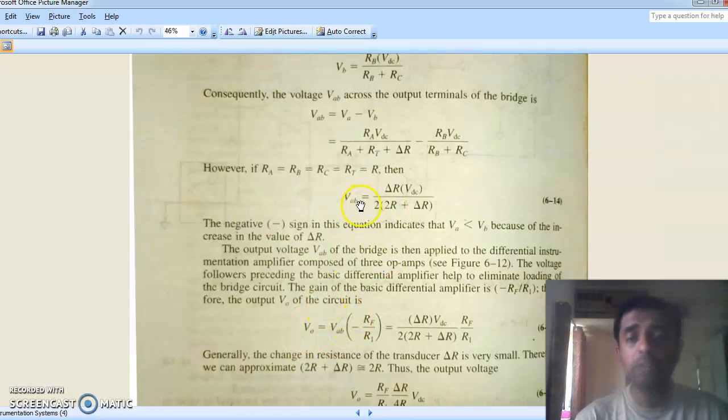This VAB is given to a differential amplifier. So we know what a differential amplifier is. The differential amplifier will have a gain of minus RF by R1. Here you can see that there is a minus sign. It's actually not obvious here.